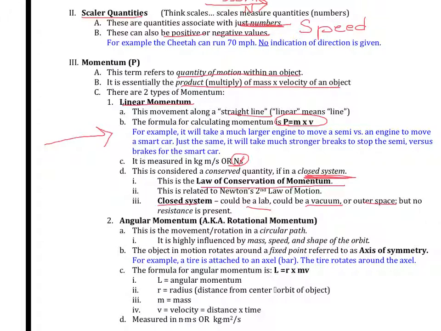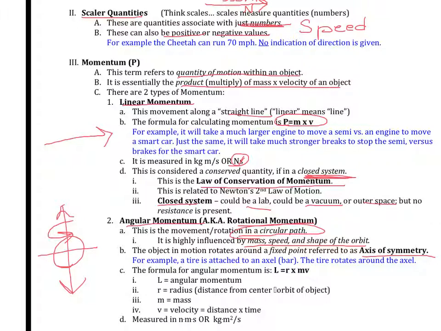The second type of momentum we have is angular momentum or rotational momentum, and this has to do with something that follows a circular path or a circular orbit. It is highly influenced by mass, speed, and the shape of the orbit. All things in angular momentum have an axis of symmetry. It means they have an axis about which they rotate. That is their axis of symmetry.